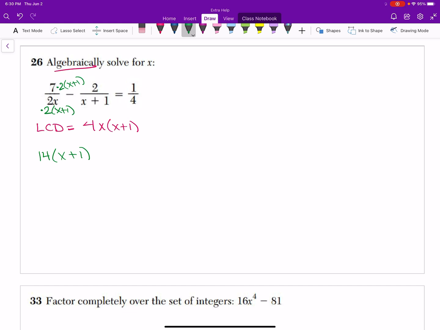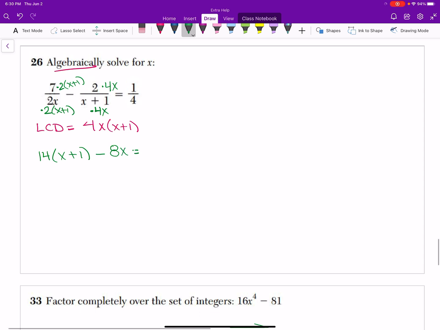Second fraction has the x plus 1. It needs the full 4x. Again, whatever I do to the bottom, I'm going to do to the top. So the full 4x goes on top. So now we're doing minus 2 times 4x is 8x.